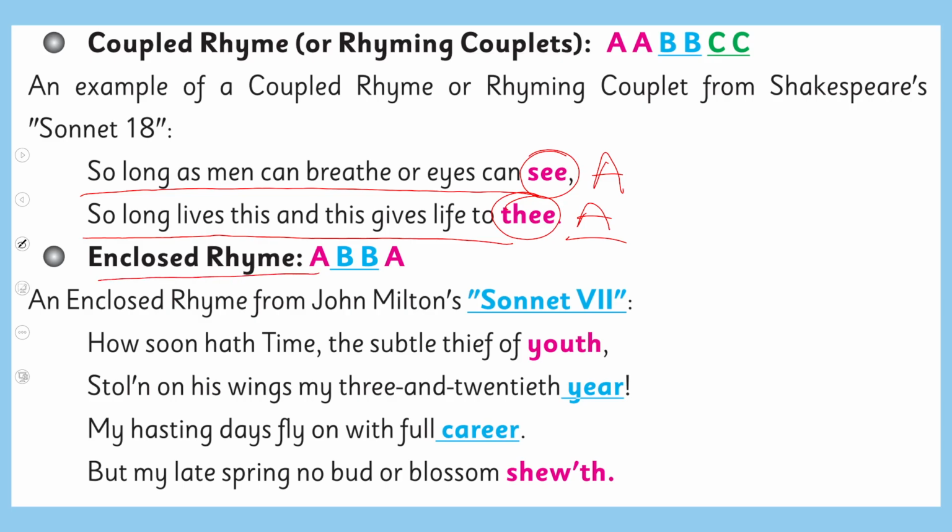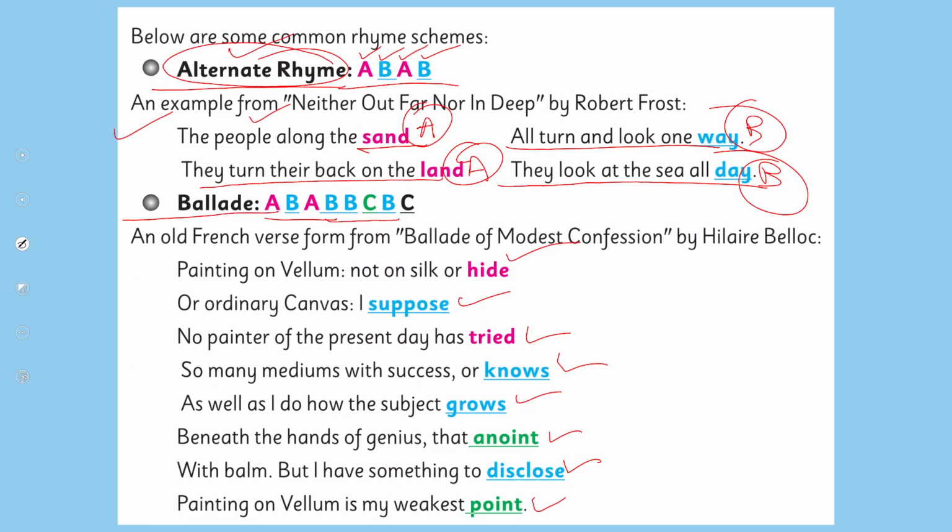Enclosed rhyme scheme is when you have the pattern A, B, B, A. Here A, B, B and A. It is called enclosed because the second rhyme is enclosed between the first one. B and B is trapped and enclosed with A. In this way, you can find it in John Milton's sonnets. It is called enclosed rhyme. So far we have seen coupled rhyme, enclosed rhyme and alternate rhyme and also rhyme of a ballad.